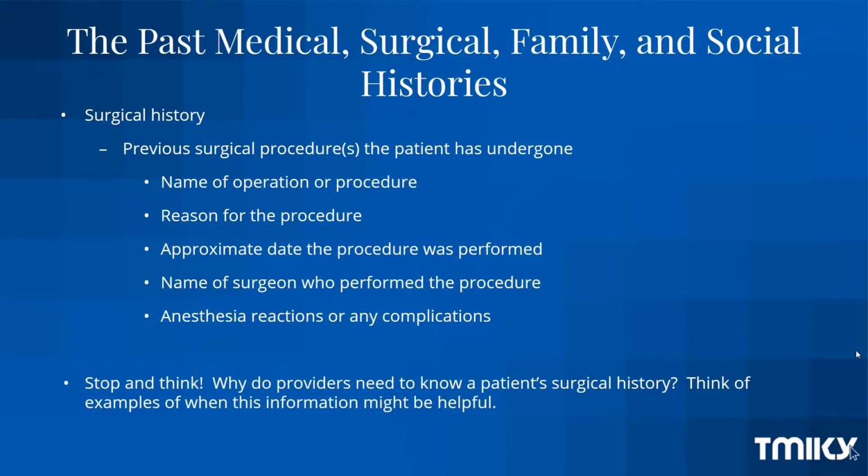Next, let's discuss surgical history. The surgical history includes previous surgical procedures that the patient has undergone. This includes the name of the operation or the procedure, the reasons for the procedure, the approximate date the procedure was performed, the name of the surgeon who performed the procedure, and the anesthesia reaction or any complications.